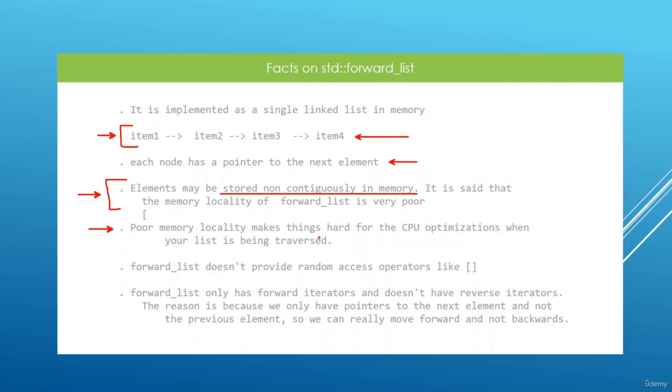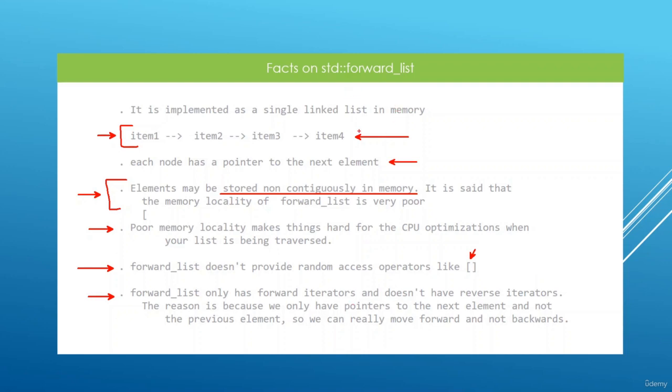Poor memory locality is going to make things a little harder if you are traversing your list. And another consequence of poor memory locality is that we can't use random access iterators. We have to somehow traverse the list to find the element that we want, and that's going to be a little bit costly. Another thing worth noting is that we don't have reverse iterators in forward lists.